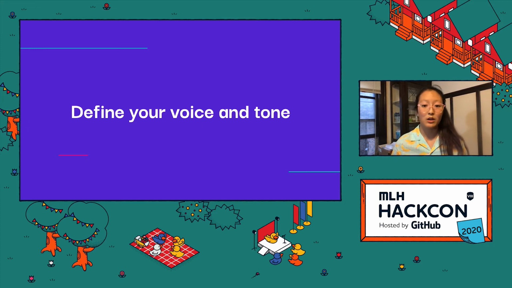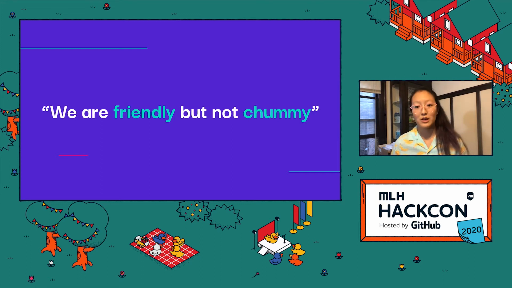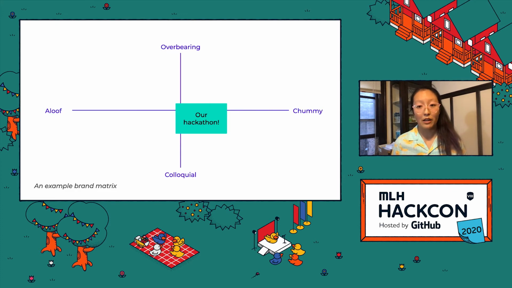We can say things like, we are friendly, but not chummy. We are professional, but not overbearing. And it doesn't have to be this binary thing either. It can be on a spectrum. We can take a bunch of adjectives that are opposite of each other, pin our hackathon down on those spectrums, put all of those spectrums together, and we get something that's called a brand matrix. And this sweet spot, this little teal box, is where everything we build from here on out should sit. All of our components, our flyers, and everything else should match this little sweet spot.